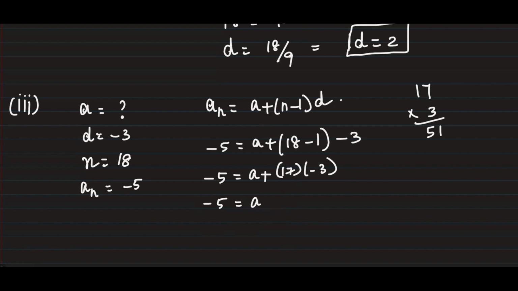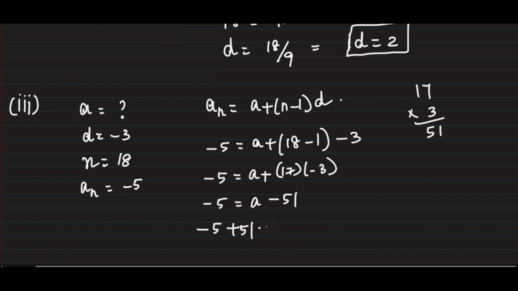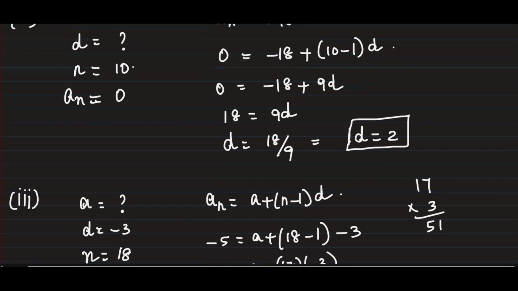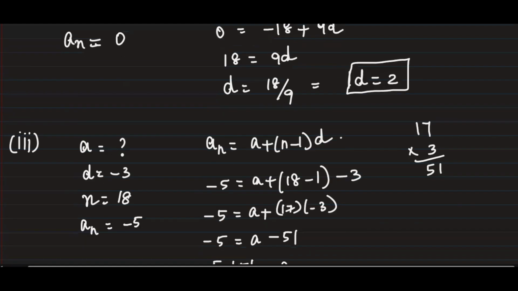So minus 5 equals A minus 51. So minus 5 plus 51 is equal to A. That will become 51 minus 5, which is 46. So the value of A is equal to 46. Clear? Moving on to question number 4.